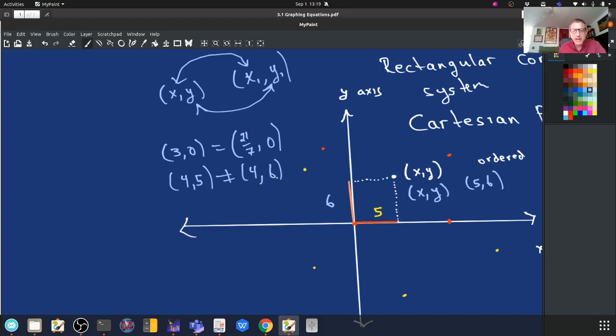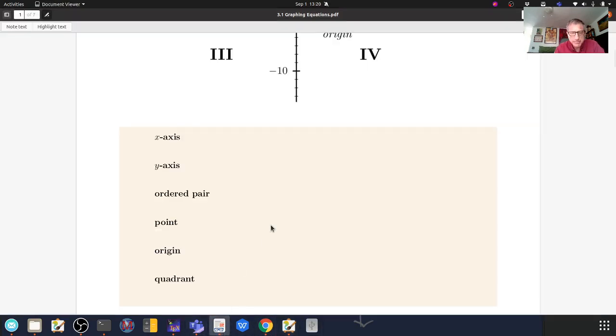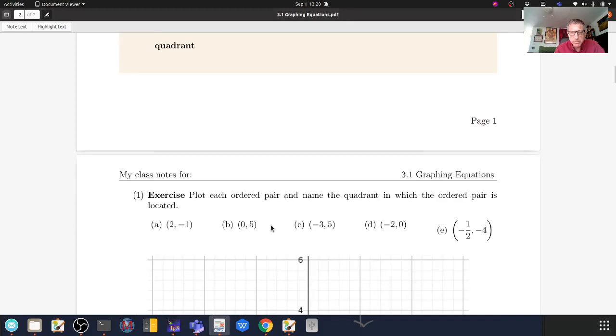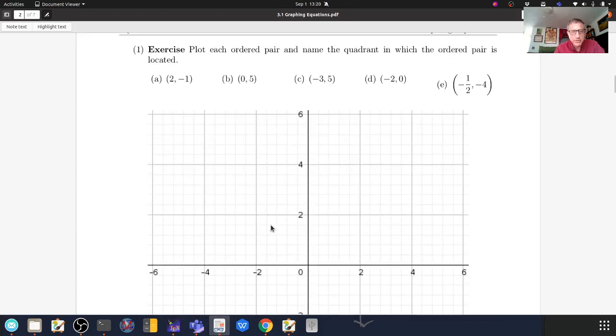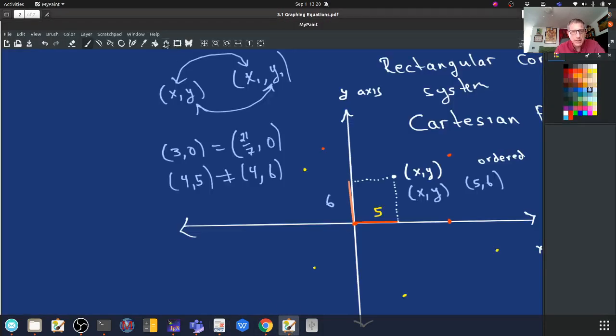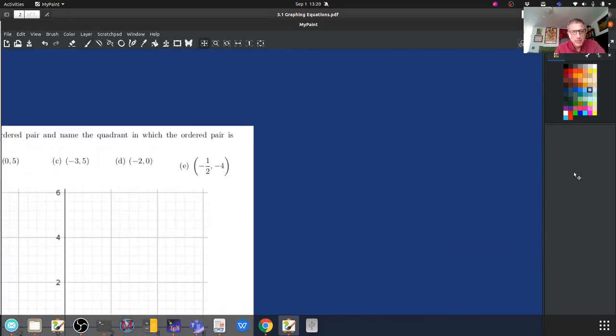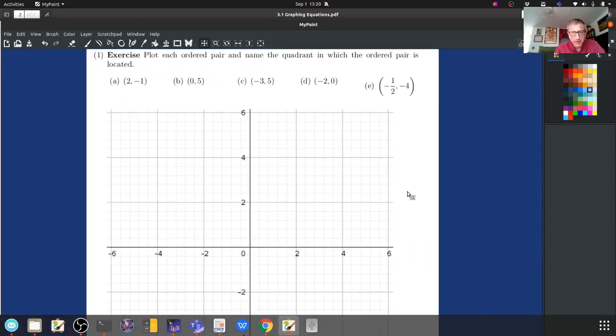They have different addresses. So I have a feeling a lot of you are familiar with this, so I'm not going to go into great detail more because it's going to be clear when we look at the examples. So let's actually do this exercise, exercise 2. We're going to plot each ordered pair, and we're also going to name the quadrant in which each ordered pair lies. So for that, I actually pasted in a clip so I can write on it.